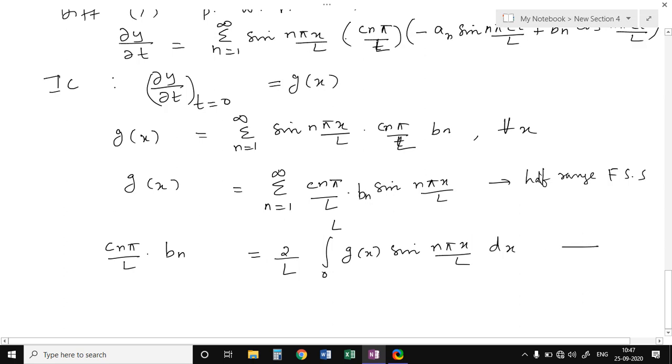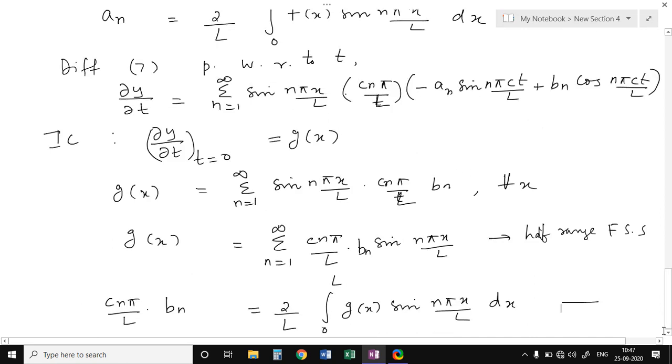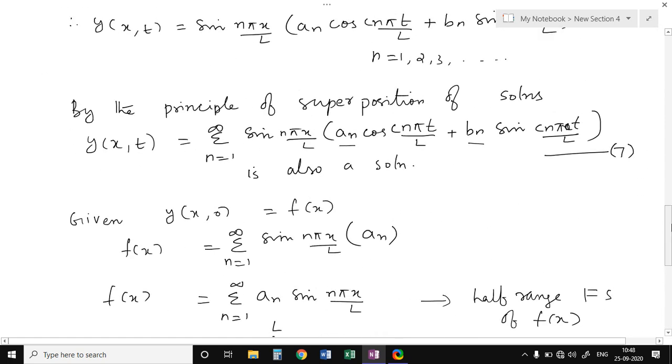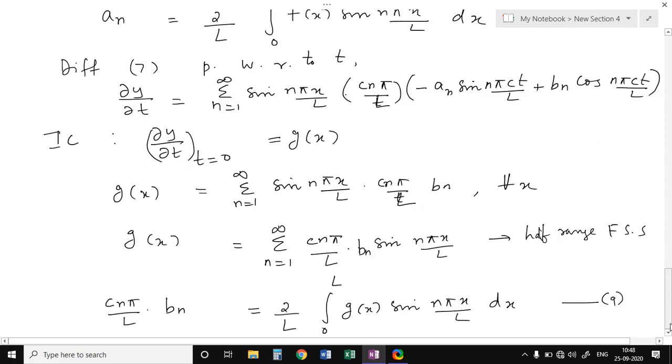So I'll take it as equation number 9. So therefore we got an expression for an and bn. Okay, and again we got the solution. The solution is written in the 7th equation. So what we can say is that the solution of the given problem is this one, given by the 7th equation, where an and bn are given by equations 8 and 9.